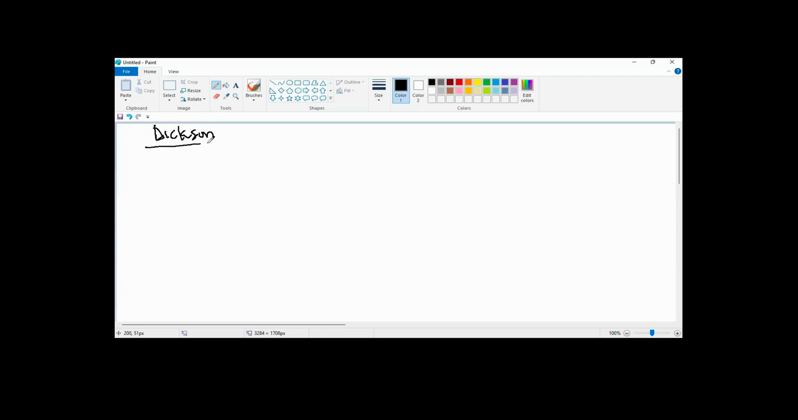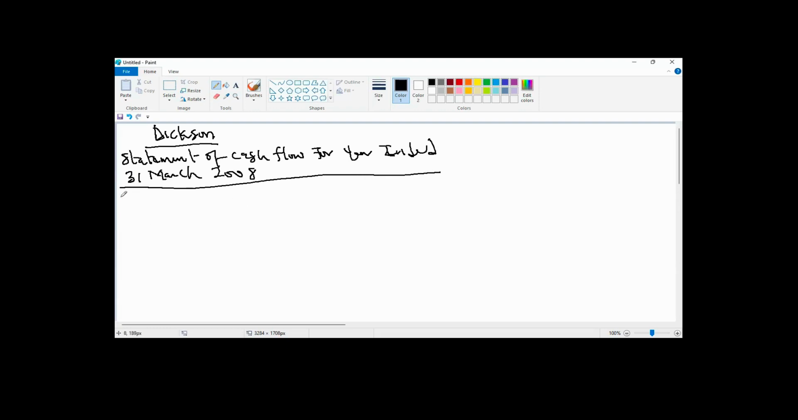Dixon. Statements of cash flow for the year ended 1st March 2008. Begin with operating activities.